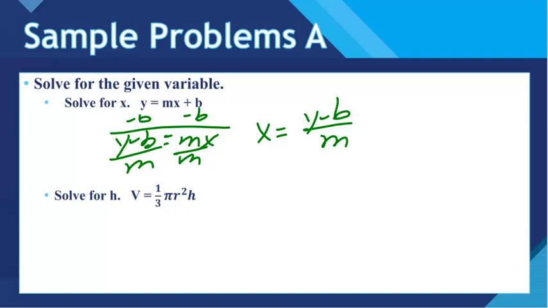Next, I need to solve for h. So that means first I'm going to divide by pi r squared.